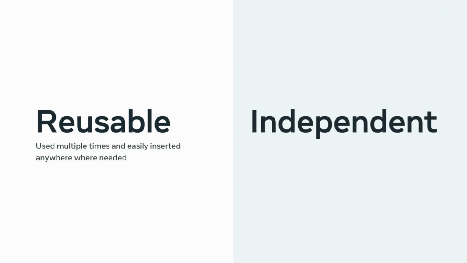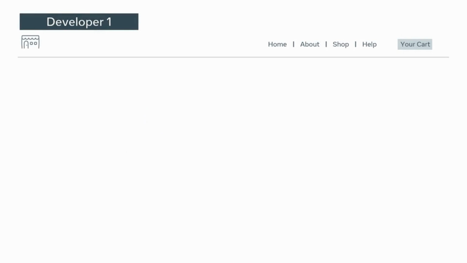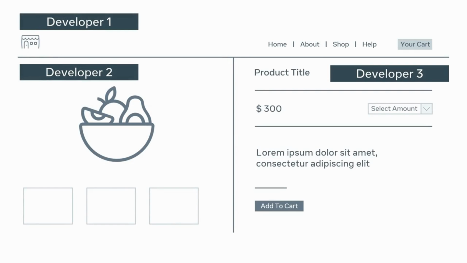Because components are reusable, they can be used multiple times and easily inserted anywhere where needed. This results in components that can exist within the same space yet interact independently from each other. One of the advantages of developing using components is that many developers can work on the same project without interfering with the code of other developers' components.